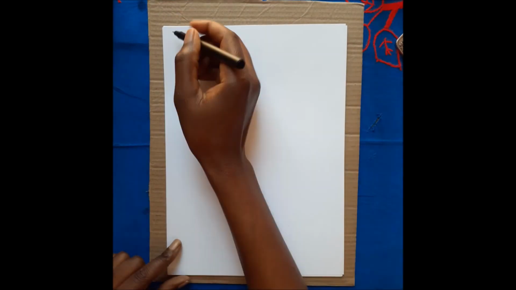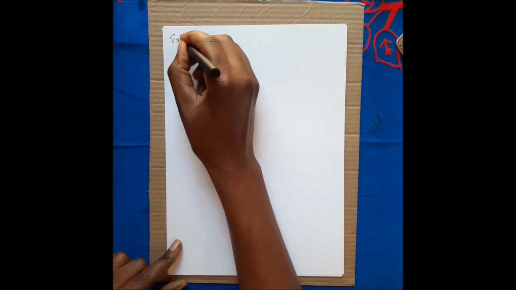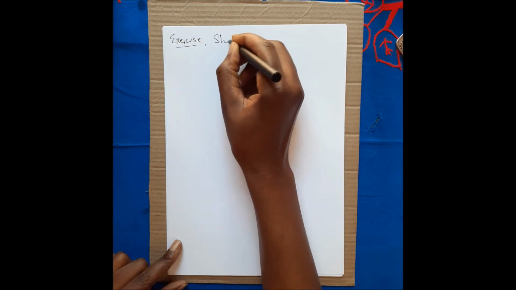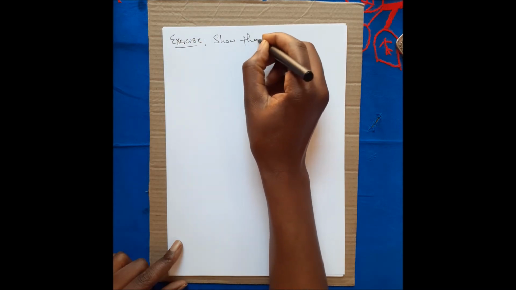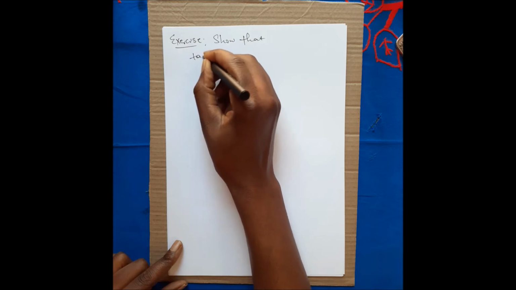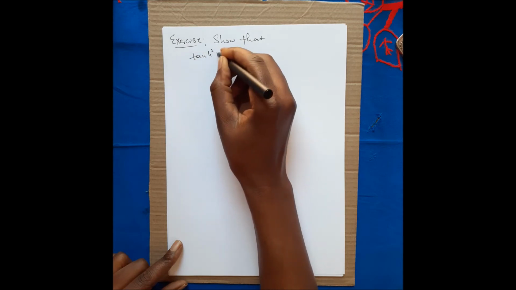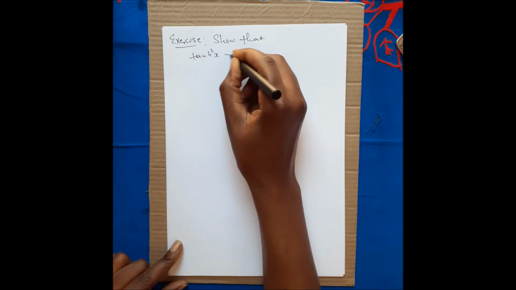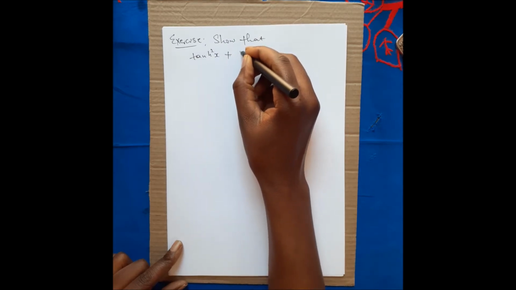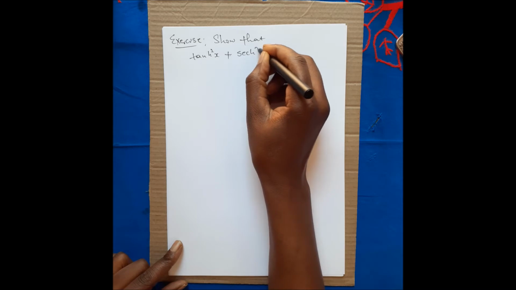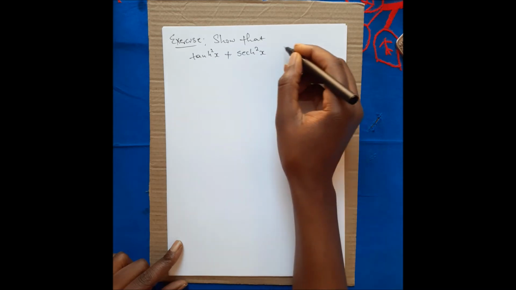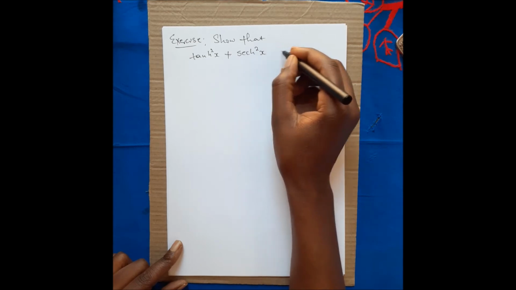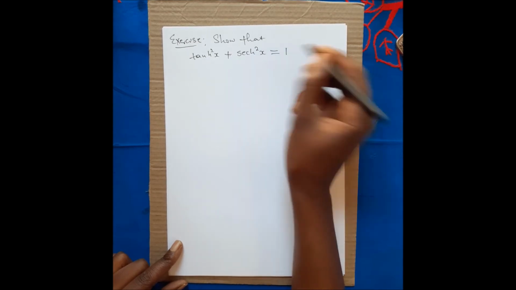As an exercise, we'll say show that the hyperbolic tangent squared of x plus the hyperbolic secant squared of x is equal to 1.